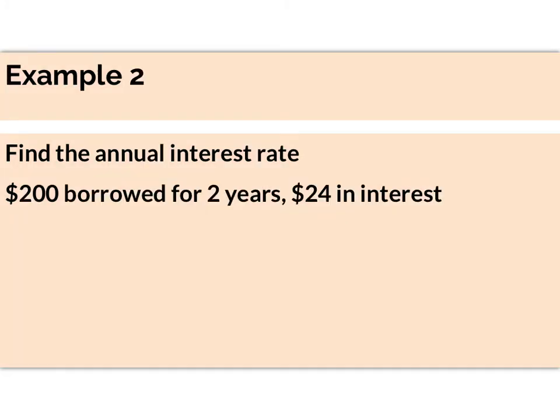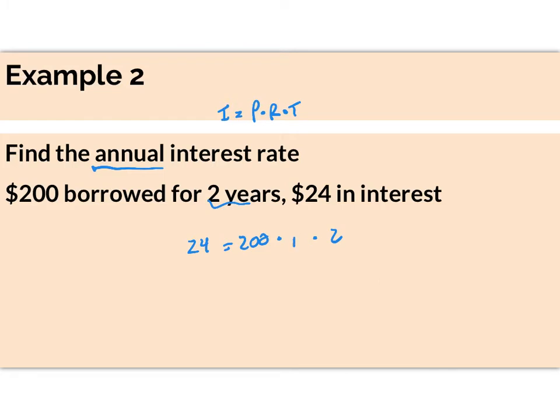Okay, let's look at example 2. $200 borrowed for 2 years, $24 in interest. Find the annual interest rate. The annual interest rate means years. Our time is in years, so we're ready to go. So interest equals principal times rate times time. And what do we have? 200 borrowed is our principal. So under the P, we're going to put 200. 2 years is our time. I'm going to put the 2 out here, and $24 in interest.